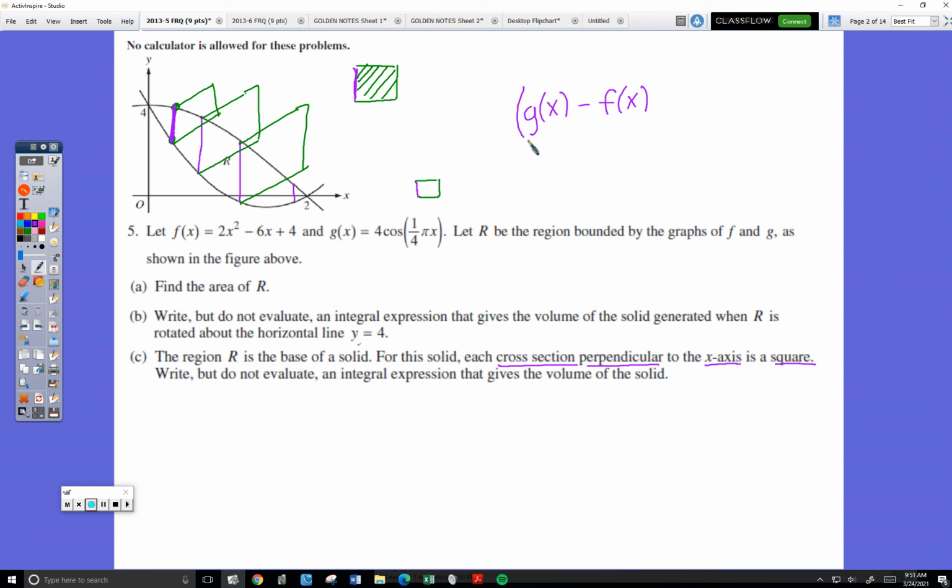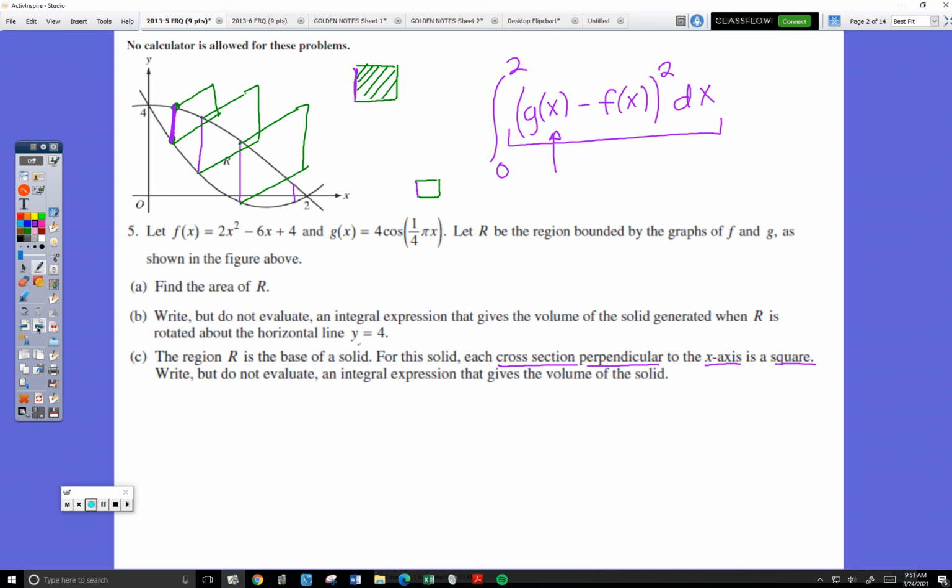So that's the dimension of one side of the square. You multiply that by itself, you get the area of the flat section of the square. You multiply by dx, you get the volume of a slice. That will find the volume of one slice at whatever x you pick. We want to do that for all the x's, so that's it. We're done. It's set up right, but do not evaluate.